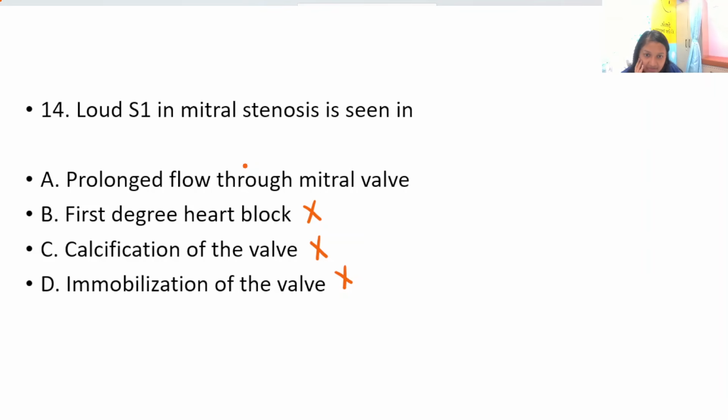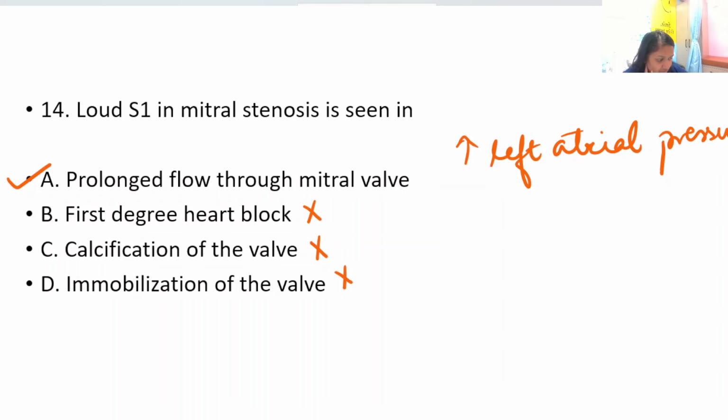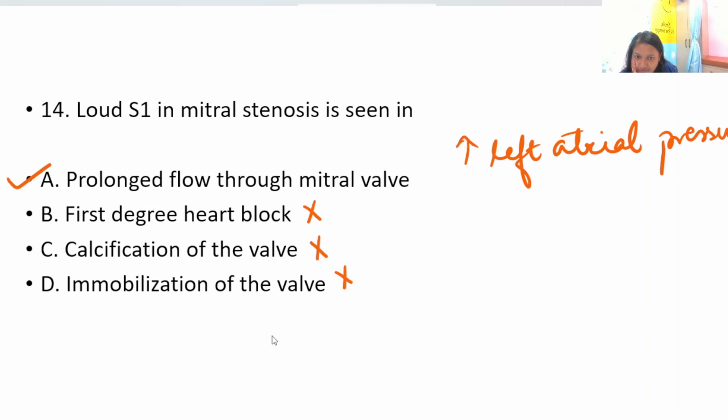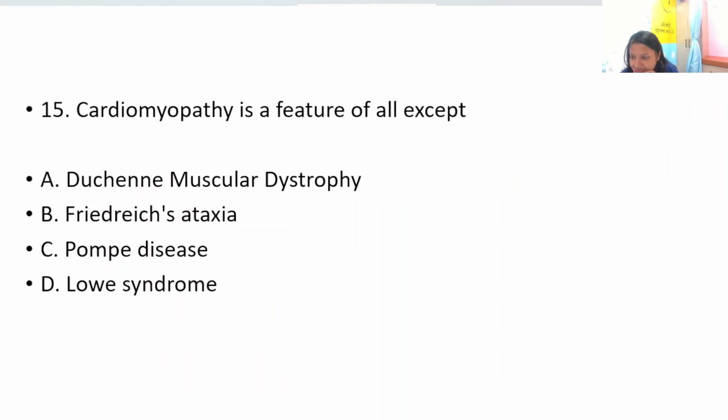So loud S1 in mitral stenosis is seen in prolonged flow through the mitral valve and also because of elevated left atrial pressure, right, and the mitral valve remains open at the onset of isovolumetric contractions of both the ventricles. So your answer here is prolonged flow through mitral valve. That's why the S1 is loud in MS.